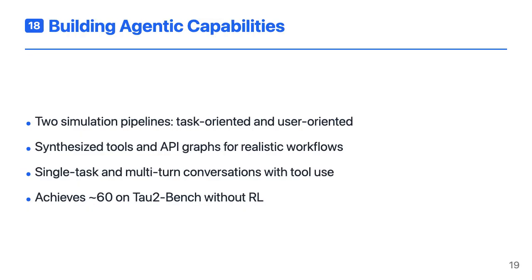SolarOpen is also trained to act as an agent that can use tools. To do this, the team builds two simulation pipelines. The task-oriented simulator creates complex tasks that require multi-step tool use with explicit success criteria. The user-oriented simulator models realistic conversations where a user gradually refines their request over multiple turns. They synthesize tool specifications and API graphs, then generate trajectories that include planning, tool selection, argument construction, and error handling. Training on this simulated data alone yields around 60 points on the Tau2 agent benchmark, even before dedicated RL for agents.